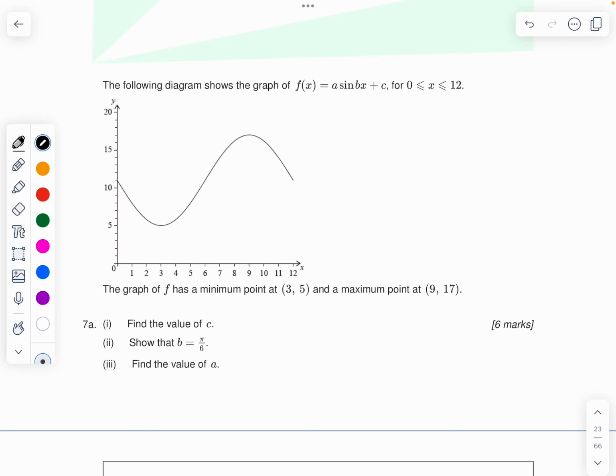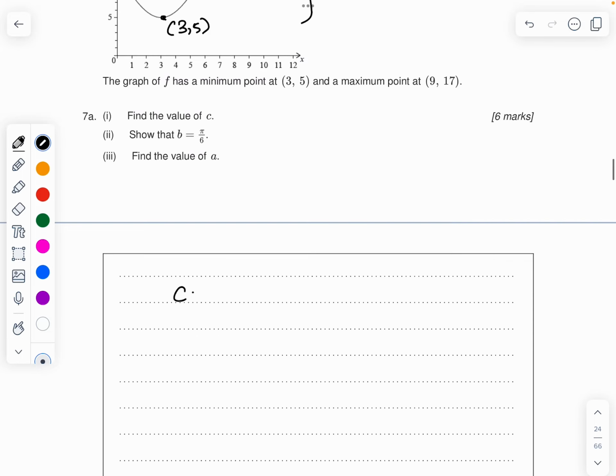The following shows the graph of a sin bx plus c. The graph has a minimum point at (3, 5) and a maximum point at (9, 17). Find the value of c. So c is going to be the midpoint between these two. So c equals (5 plus 17) divided by 2, which is going to be 11.